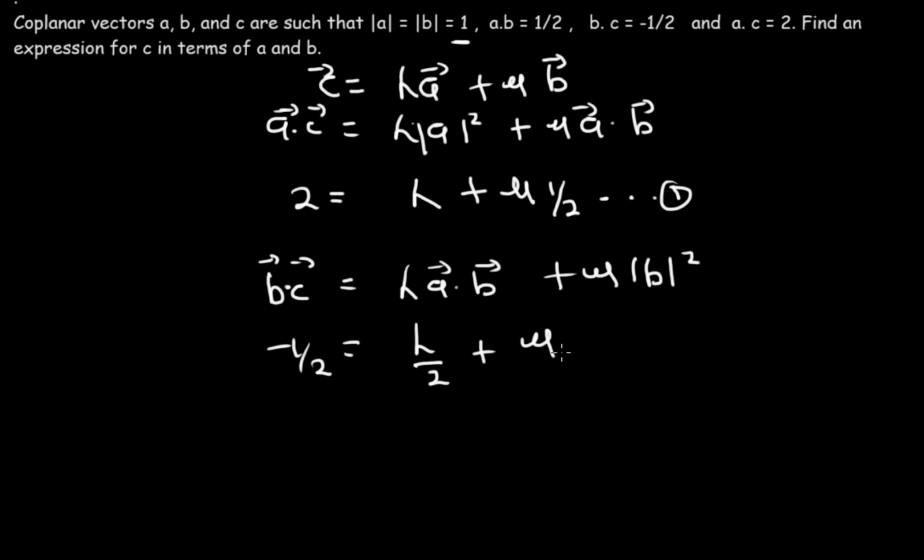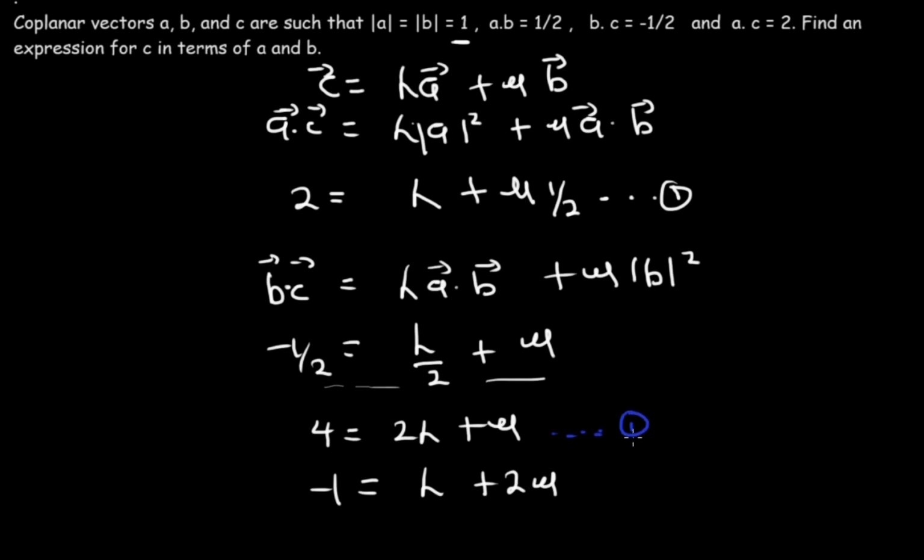Therefore, we have two equations. From the first, we can multiply both sides of our equation by 2, which results in 4 equals 2 lambda plus mu. And we can multiply the second equation also by 2, which results in negative 1 equals lambda plus 2 mu. Now, we have these two equations, this being our first equation, and this being our second equation.